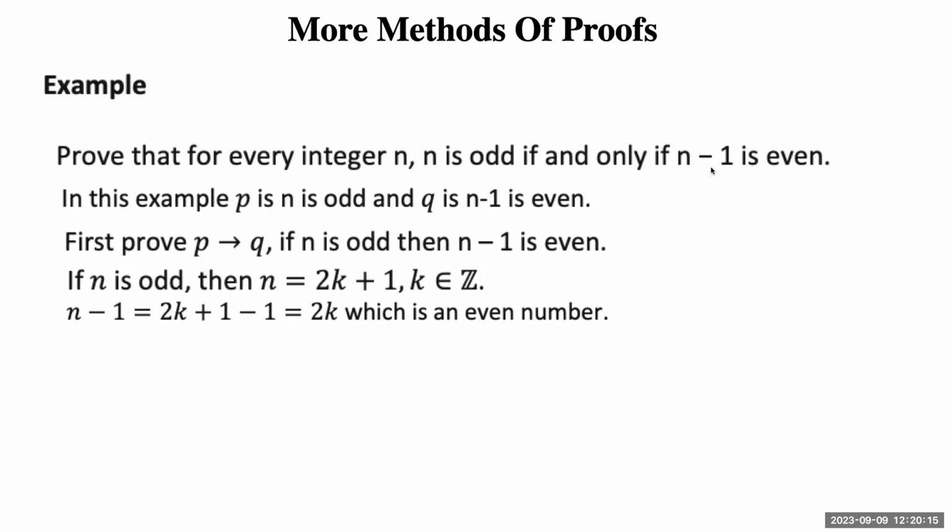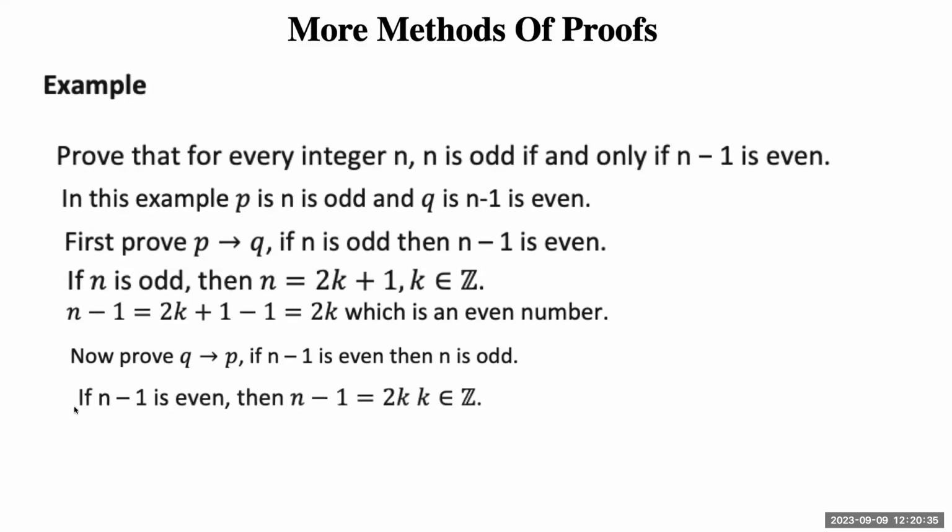Okay. Since it's if and only if, you have to show the reverse. You now got to prove that Q implies P, which is Q, remember, was n minus 1 and P was n. So if n minus 1 is even, then n is odd. Okay. So how do we prove that?